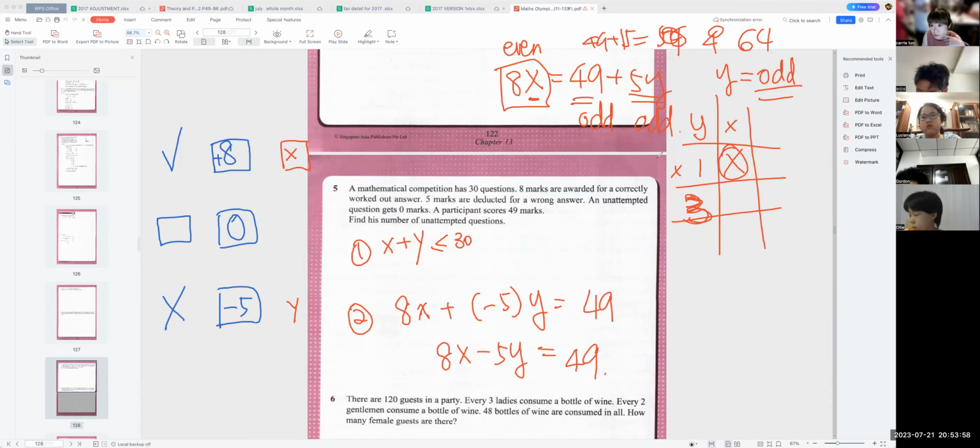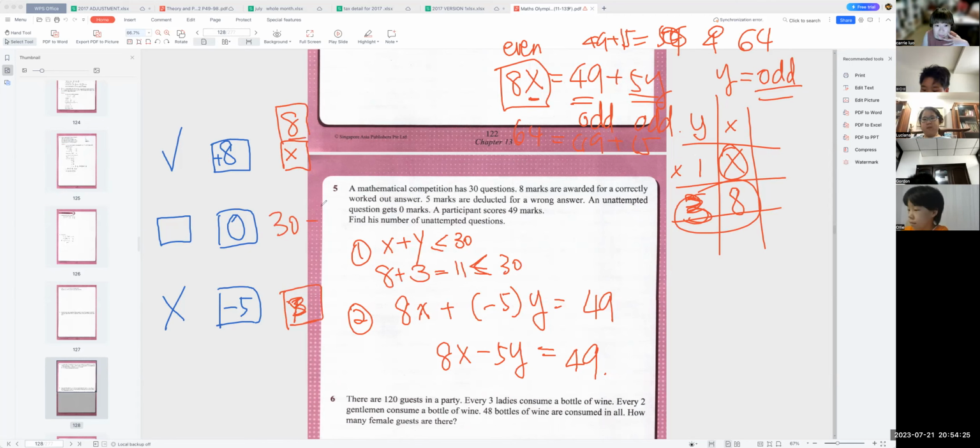So 8, yes, we can see x equals 8, right? Because 8 times 8 equals 64, which is 49 plus 15. So we can have y equals 3 and x equals 8. Adding together equals 11. And yes, 11 is smaller than 30. So we can have 8 questions right, 3 questions wrong. So how many questions did he not do? 30 minus 8 minus 3 equals 19.